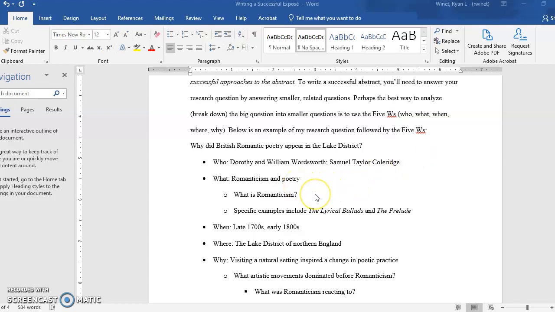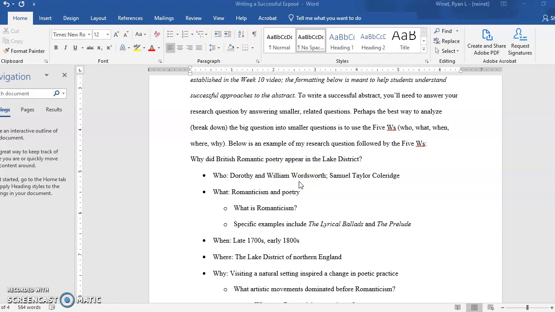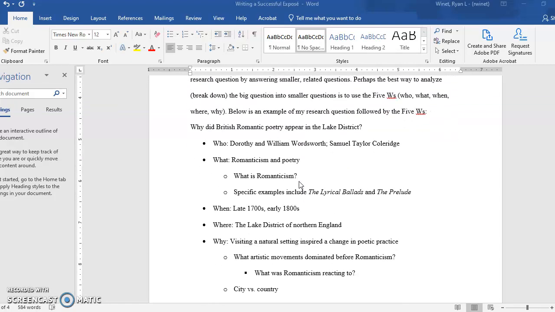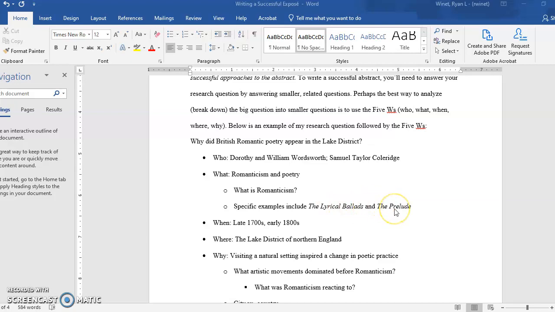What? I'm interested in talking about Romanticism and poetry. Notice, though, that the word Romanticism needs to be defined. What is Romanticism? I will want to define that in my abstract so that my reader understands what movement of poetry I'm talking about. It's also useful for your reader to have some specific examples of what Romantic poetry, British Romantic poetry is. So specific examples I would write about in the abstract would be the Lyrical Ballads and The Prelude.